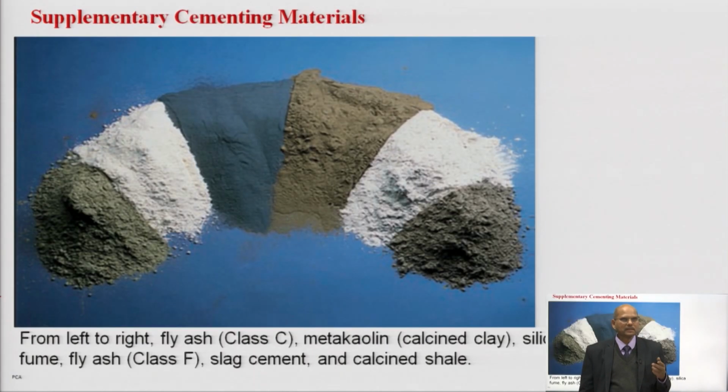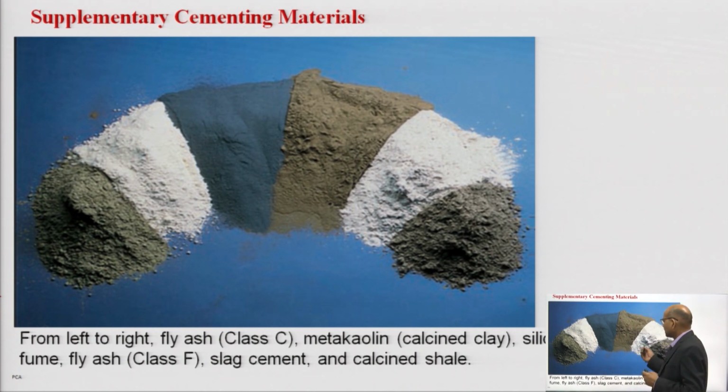So, if you see here, supplementary cementing material, you can see the color of the supplementary material. From left to right, this is fly ash class C, which has cementing properties as well as pozzolanic properties. Then we have metakaolin here, which is whitish in color. Then we have silica fume, that is a little dark here.